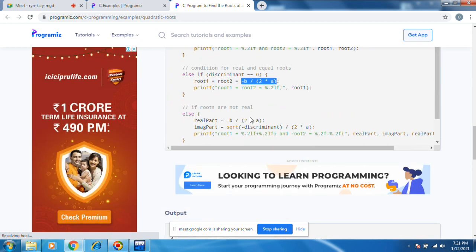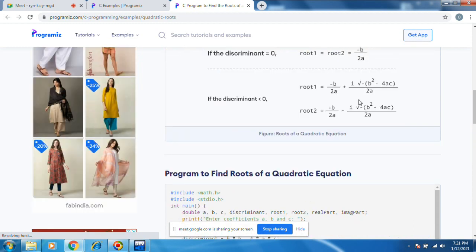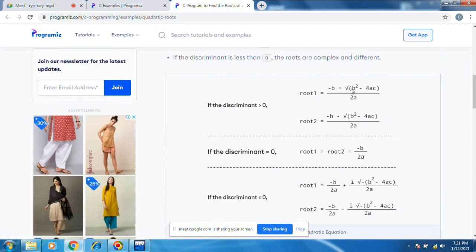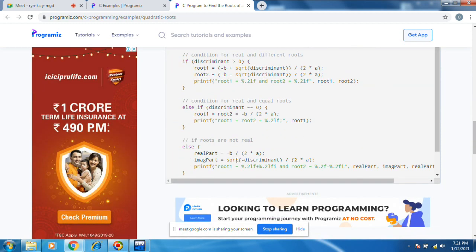Else, the real part is minus b by 2a, and the imaginary part is the square root of minus discriminant. If the discriminant is less than 0, minus discriminant will give a positive value here. Here you see plus, correct? Here minus will come and then i will come if it is less than 0. Square root of minus discriminant by 2a. At the end, whatever result comes, we'll put i at the end, for each thing.